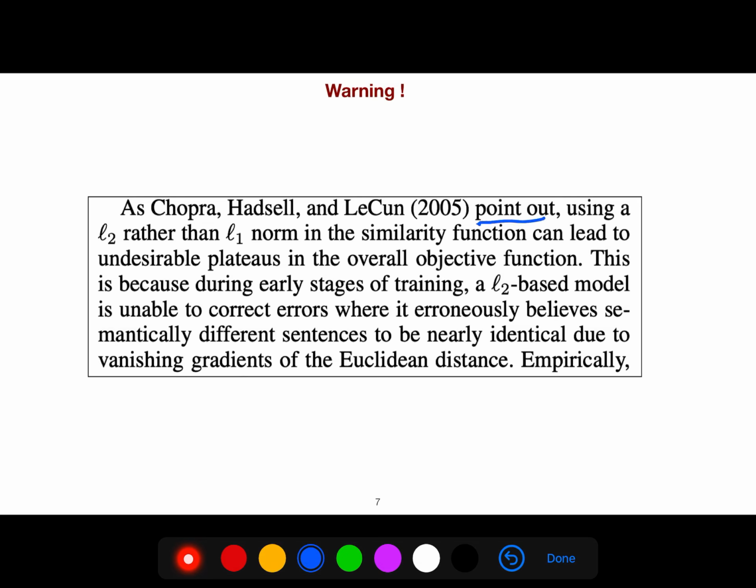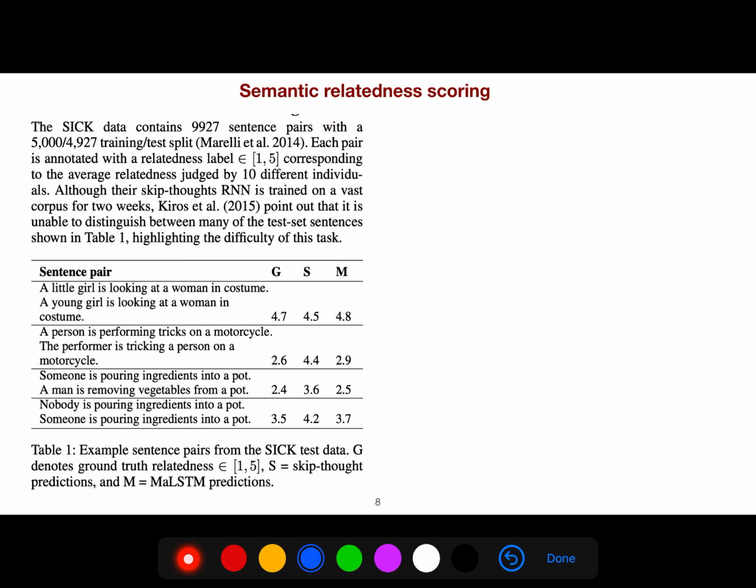They pointed out that using the L2 rather than the L1 norm can lead to an undesirable plateau in the overall objective. This is because during early stages of learning, an L2 based model is unable to correct errors where it erroneously believes semantically different sentences to be nearly identical. So that's why the L1 norm is much better.